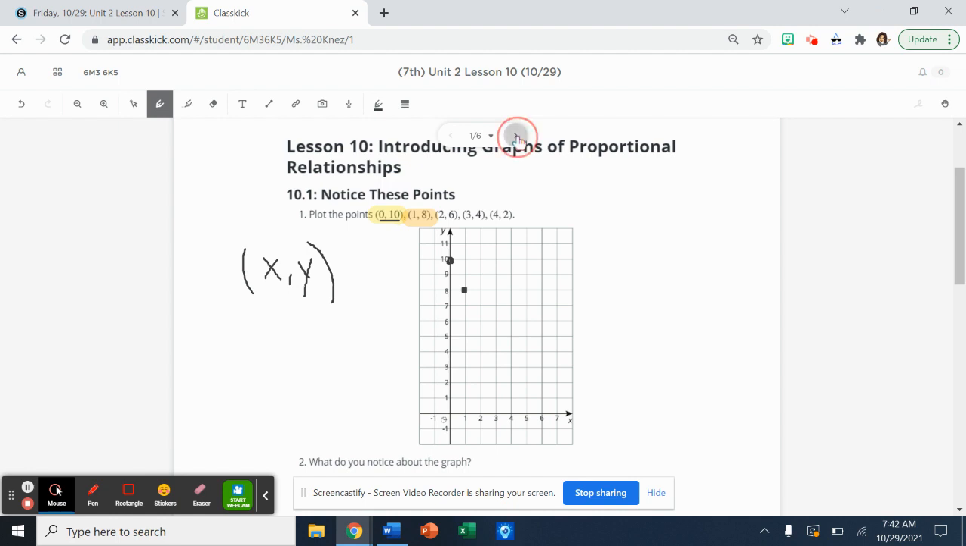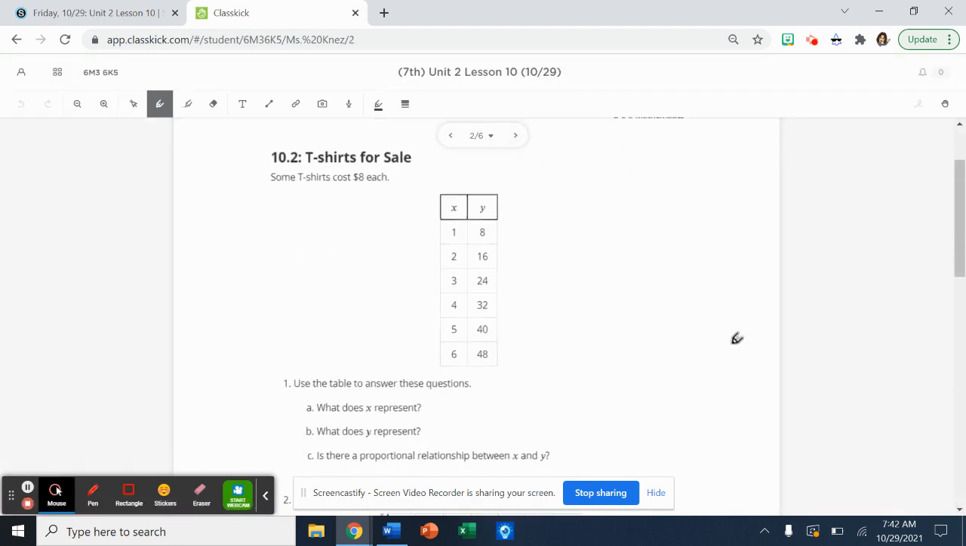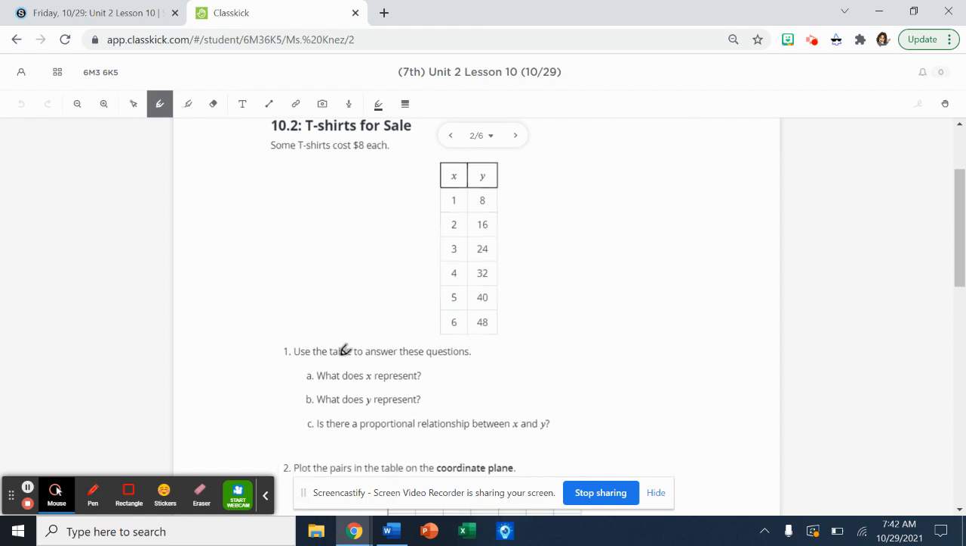Okay, so at this point, you should have answered 10.1. 10.2 says some t-shirts cost $8 each. Use the table to answer these questions. What does X represent? What does Y represent? And is there a proportional relationship between X and Y? Please pause this video to answer A, B, and C on slide 2 of your ClassKick.